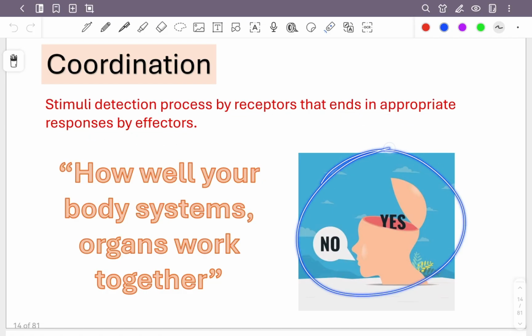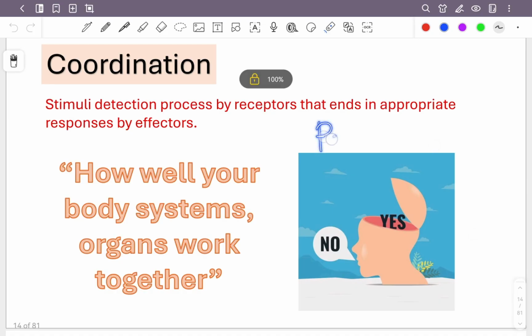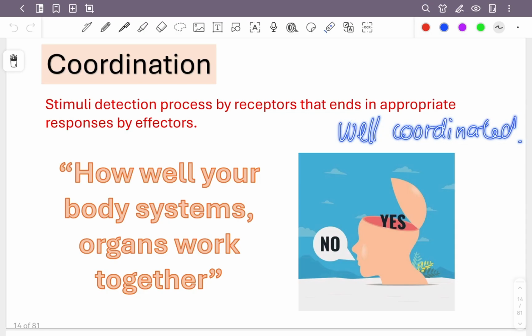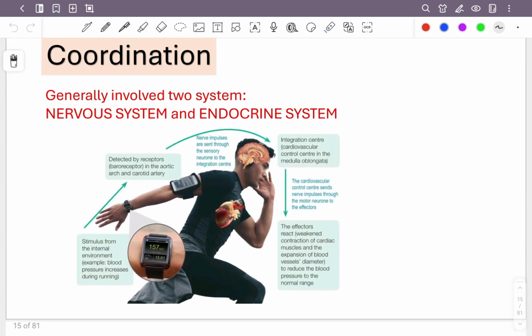So you can look at this diagram. Let's say your brain said yes, but your mouth said no. Is this a good coordination, or is this a very weak or poor coordination? So it is a very poor coordination because your brain doesn't work well with your mouth. Understand? Your brain said yes, but your mouth said no. Only when your brain said yes, then your mouth said yes, that means your body is well coordinated. Understand? If your brain tells you, I'm very hungry, but your hand doesn't move, your mouth doesn't move. Is this well coordinated? No. Okay? So coordination will generally involve two systems.